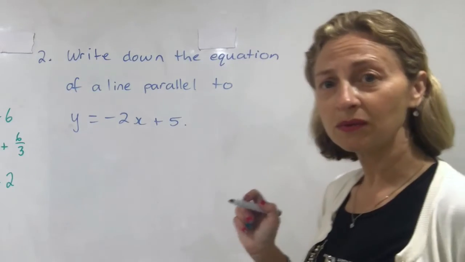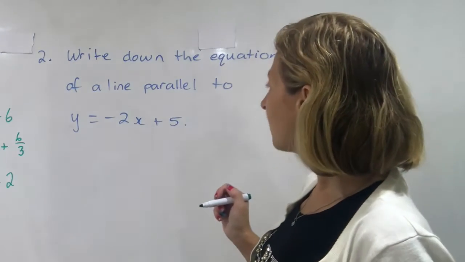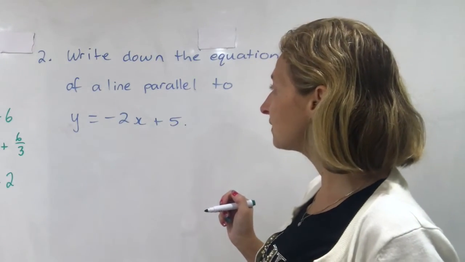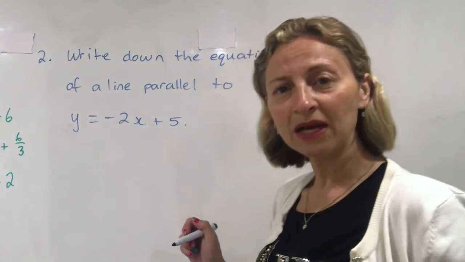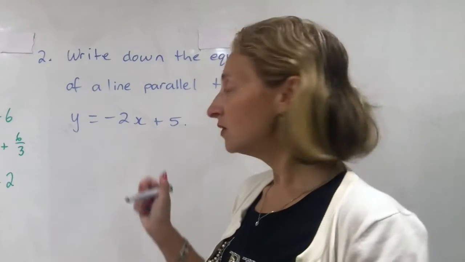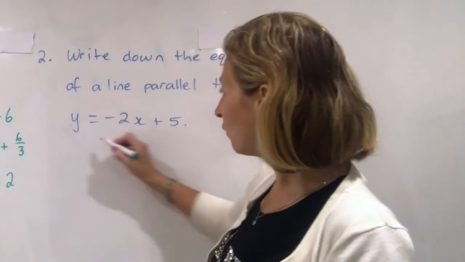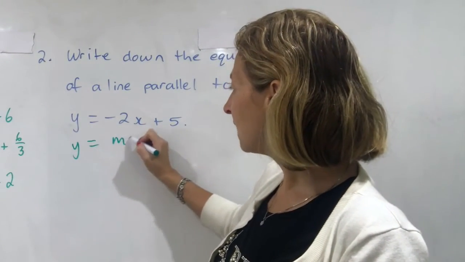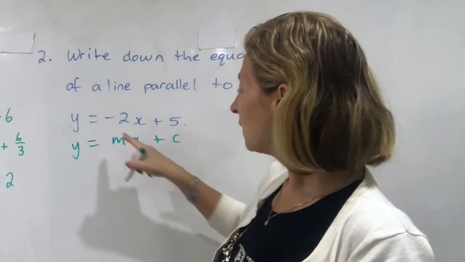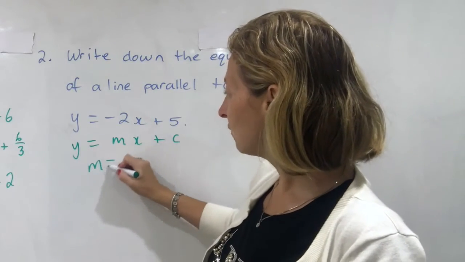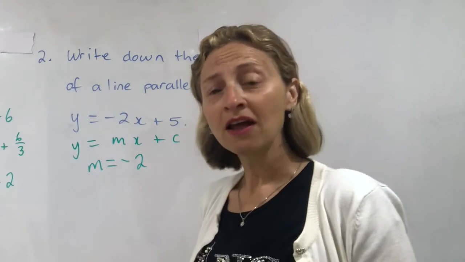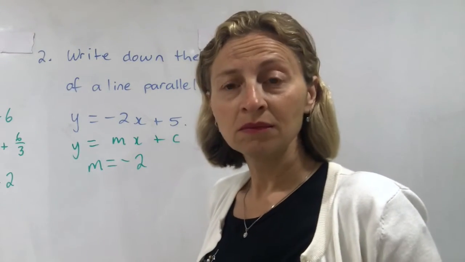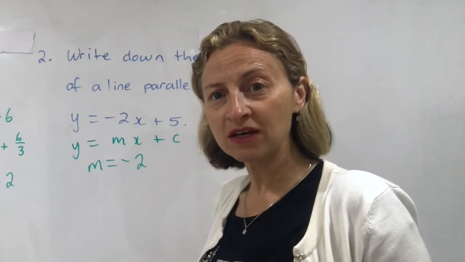Let's have a look at number 2. Write down the equation of the line parallel to y equals minus 2x plus 5. We know that if lines have to be parallel to each other, they have to have the same gradient. So, this is in the right form, y equals mx plus c. And so I know that my gradient here is -2. Now they've asked me to write down the equation of a line. They haven't told me which line. So this is what we would call an open-ended question.